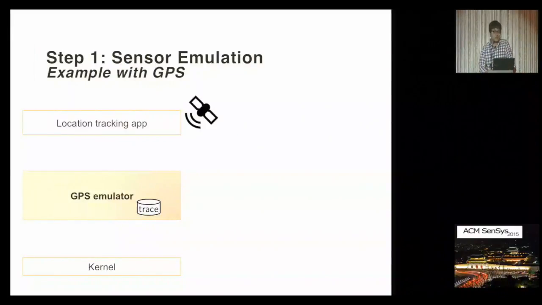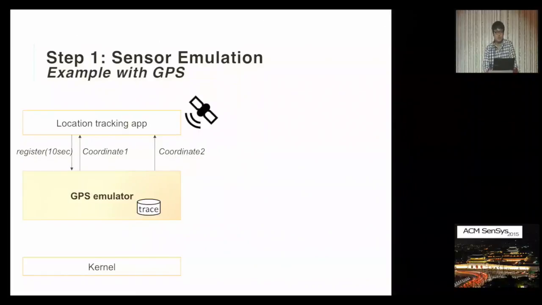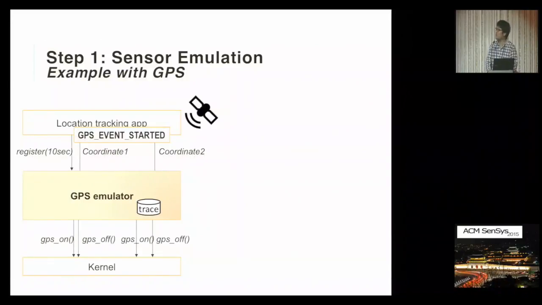Here, I briefly describe the sensor emulation with the location tracking application and the GPS example. Upon the location update, the GPS emulator feeds the GPS data based on the collected GPS trace. At the same time, it broadcasts system events like GPS events started. While feeding the data, it also mimics the internal operation of the GPS device. For example, it calls the GPS on and GPS off functions according to the interval collected in the trace. So if a user was outdoors at the time, in the left example, the GPS off function will follow immediately.